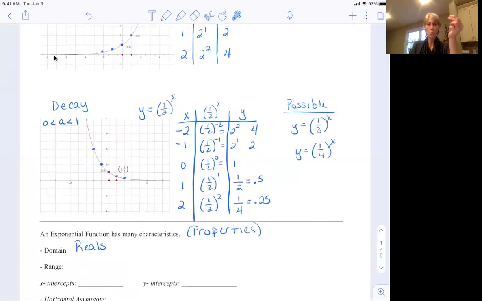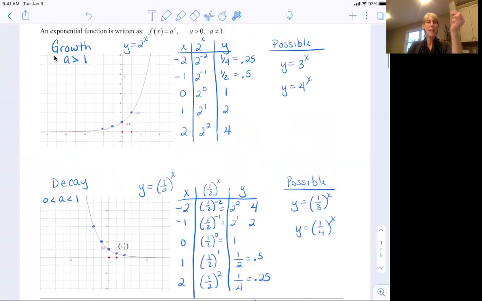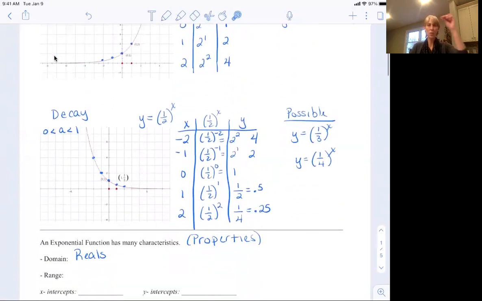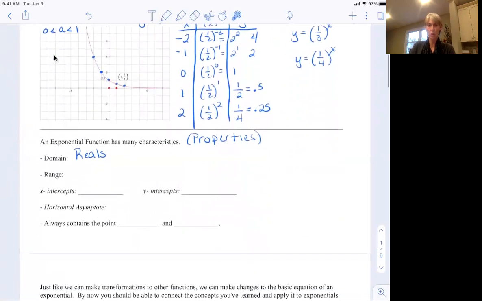If you do 2 to the negative third, you're going to have 1/8. 2 to the negative fourth, you're going to have 1/16. As we plug in more negative numbers, our answers are just going to get smaller and smaller and smaller. We're never going to cross the x-axis. We're just going to get closer and closer to it. So our range is the set of y values such that y is greater than 0.